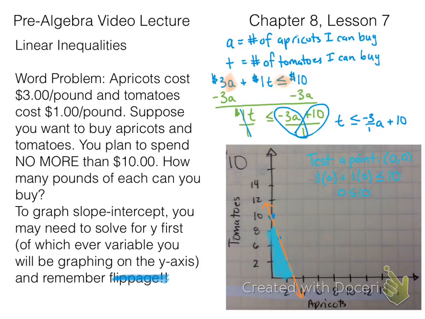Now, again, any point in here could be a possible solution. I could buy 2 tomatoes and 2 apricots and spend less than $10. I could buy 1 apricot and 6 tomatoes and still stay under my $10. As long as I'm on the line or underneath the line in the shaded area, those are all possible solutions where I stay within my budget. So if I asked you guys to write a sentence about a possible solution, you'd say, well, I could buy 1 apricot and 6 tomatoes and stay under my $10 budget. Make sense? Okay, let's move on.